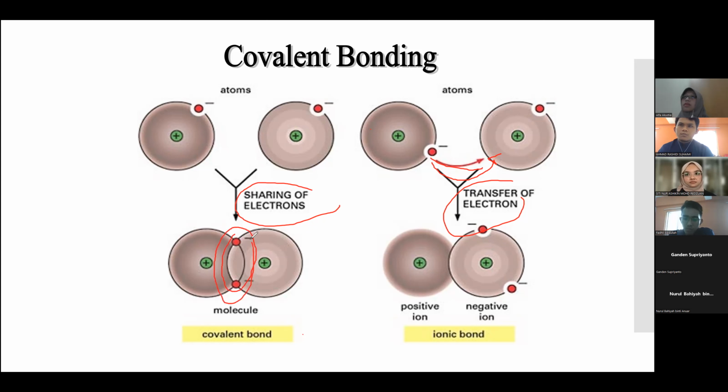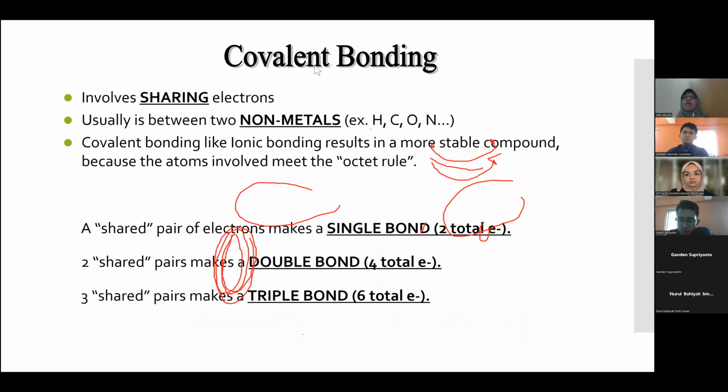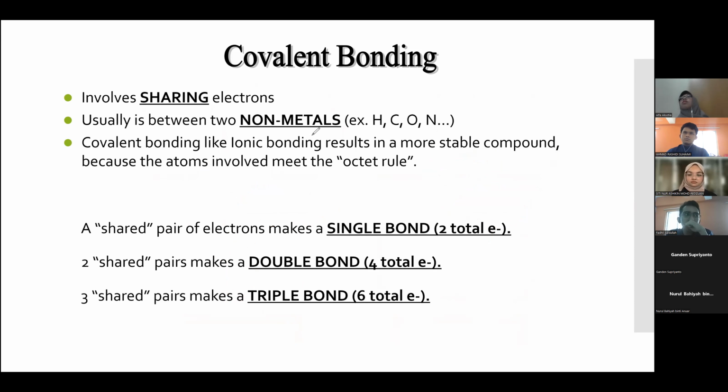The image means the sharing of electrons. But in ionic bond, there is no sharing of electrons. They give one electron to here, so this one loses an electron and this one gains an electron. But in the covalent bond, they use the electrons together and form a bond. This is the difference between covalent and ionic bond. Covalent bonding involves sharing of electrons, and usually it's between two non-metals.